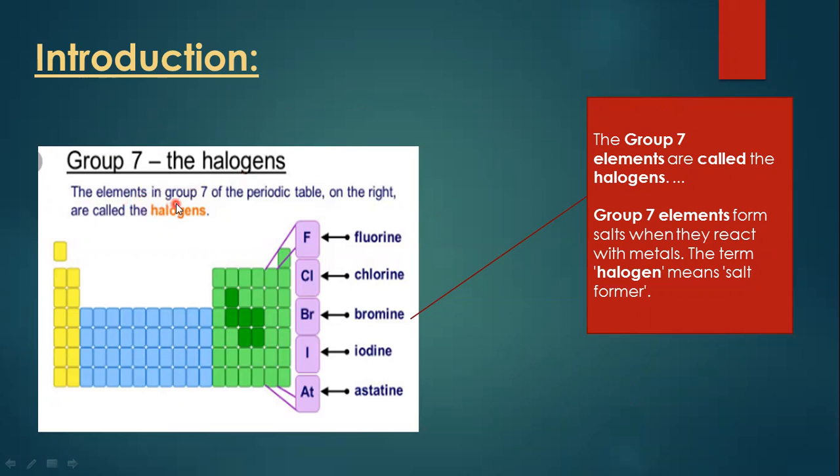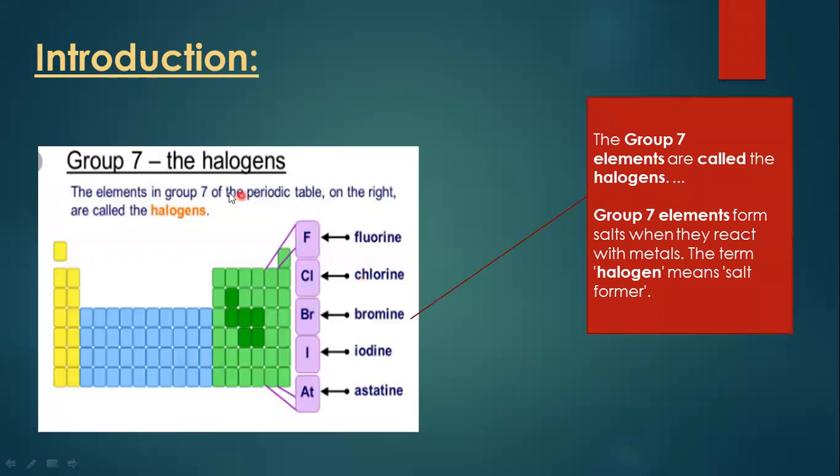So the elements in group 7 of the periodic table, they are located on the right side of the periodic table and they are called halogens. Which elements are included in this group? The 7 group includes fluorine, chlorine, bromine, iodine and astatine. Okay, and these elements, they are all non-metals.